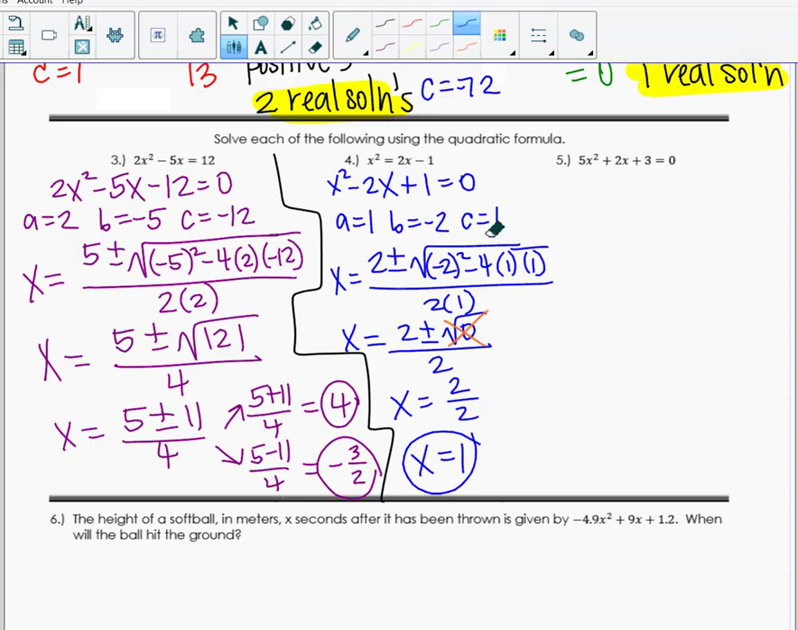Now let's think about this. The discriminant tells you the type of number solutions that you have. This right here, my discriminant was 0.